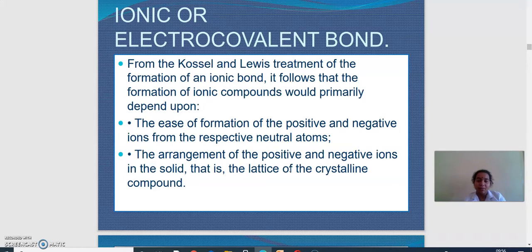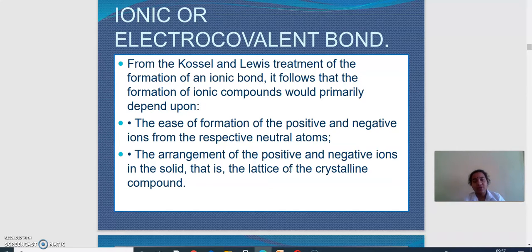It mainly depends upon the ease of formation of positive and negative ions from the respective neutral atoms. If an element has the ability to easily form a positive ion, and another element has the ability to easily form a negative ion, then the ionic bond will form easily. These ionic compounds are solids, for example sodium chloride, calcium fluoride, etc. We'll discuss the factors affecting ionic bond in the next class, and deal with this in detail.